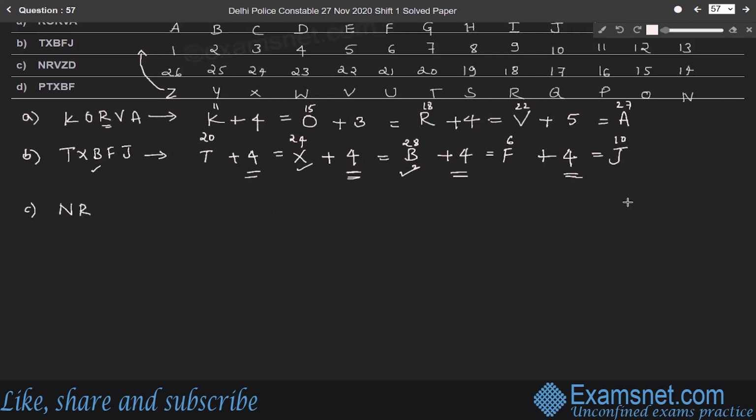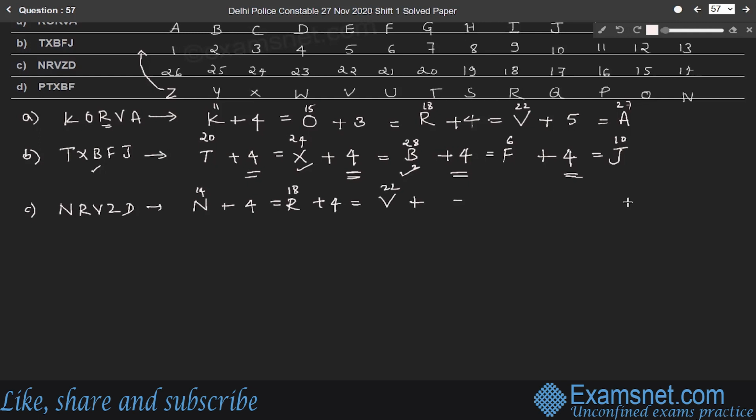N, R, V, Z, D. So here N is 14, plus some number is equal to R. R is 18. Therefore, 14 plus 4 is R. Again, R plus some number is equal to V. R is 18, V is 22. So 18 plus 4 is 22.